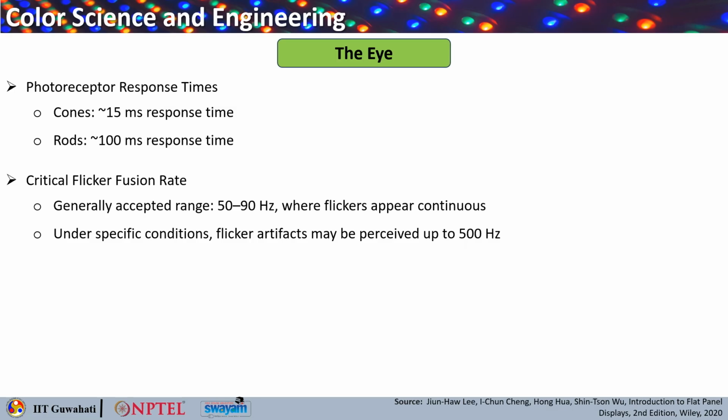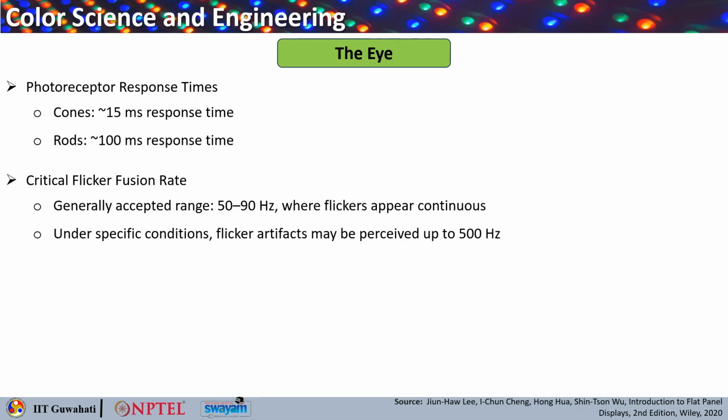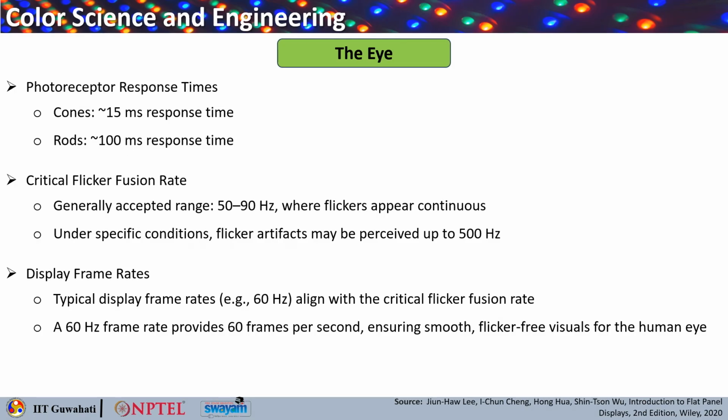So, critical flicker fusion rate. The generally accepted range is around 50 to 90 hertz, where the flickers appear continuous, and now you can understand why the display rate of your monitor is typically set to 50 hertz or 60 hertz. Under specific conditions, flicker artifacts may be perceived up to 500 hertz, but those are specific cases.